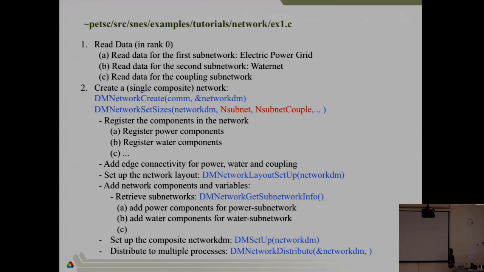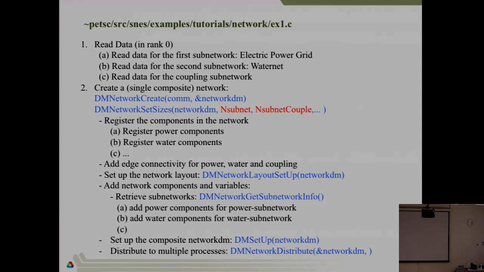So first, we read the data. And then you create the DM network. In this case, I have a total of 3 sub-networks, actually 2 sub-networks plus a coupling. So in this case, it will be different from the previous one. And then we set up the graph.